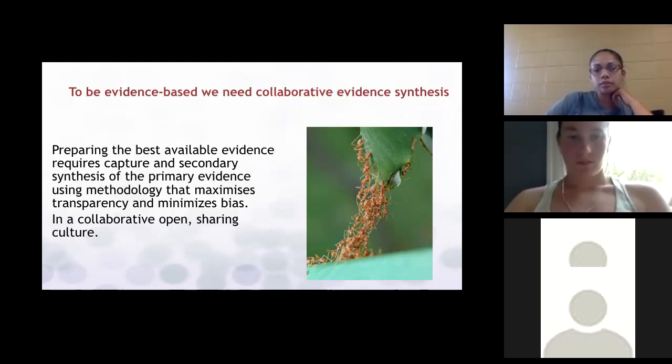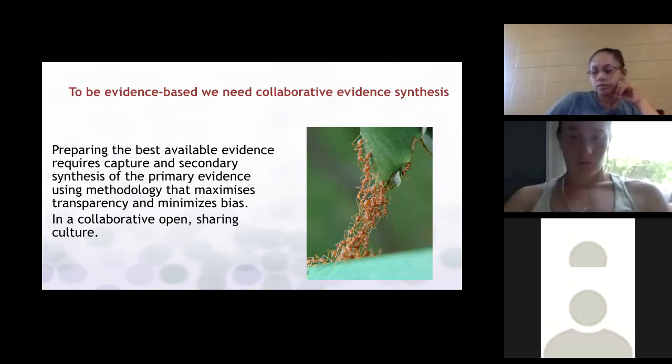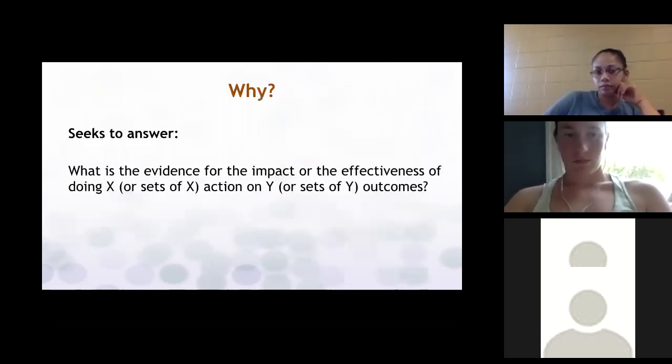We don't want to cherry pick evidence to prove a question or an answer that we want to see. And we also want that information to be used, right? If we conduct a review and it's answering a question that no one has, or no one's interested in, is that review or synthesis even useful? So we need to do it in a way that's collaborative and iterative, that reflects the needs of the decision makers we're seeking to inform.